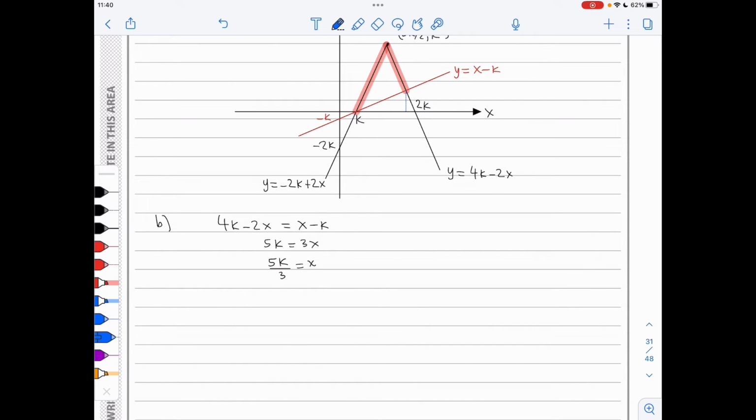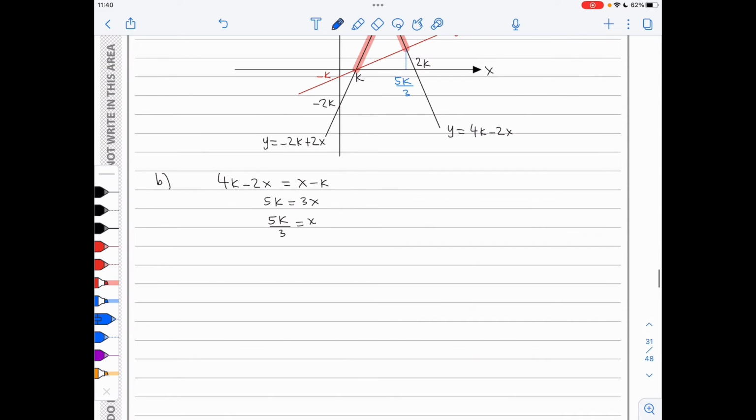I will add on my diagram just to have all the information. It's 5k over 3, and therefore I can conclude that the solution, the set of values that satisfy the given inequality, is all x such that x belongs to the reals, and x is between k and 5k over 3. We had to give our answer in set notation, so it is a necessary requirement to have this semicolon in order to match the set notation.